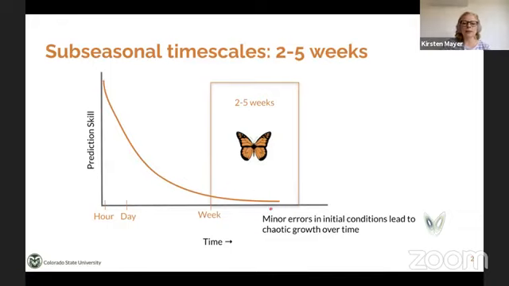And this is due to minor errors in initial conditions of our models that can lead to chaotic growth over time. You can think about this as the butterfly effect. You've all experienced the fact that we don't have very good prediction scale on those time scales. For example, if you were planning a picnic, you would probably trust the weather forecast an hour out or a day out and whether it's going to rain. But on these 2 to 5 week time scales, let's say you're planning a picnic for a month out, I doubt many of you would use the actual prediction for where you should have your picnic.